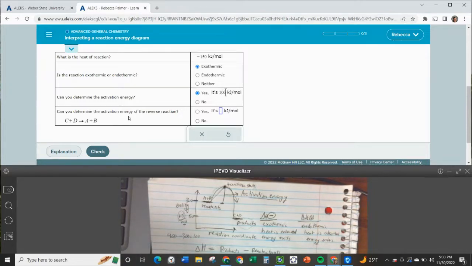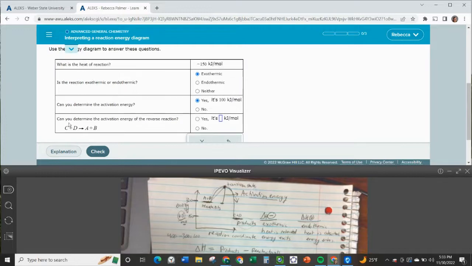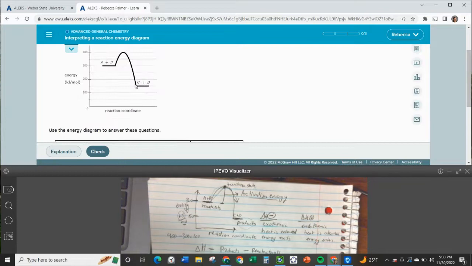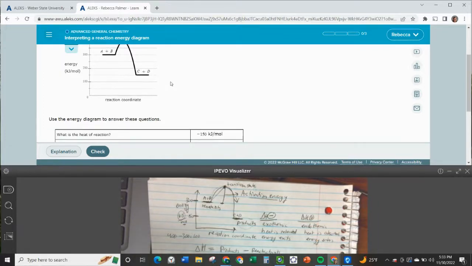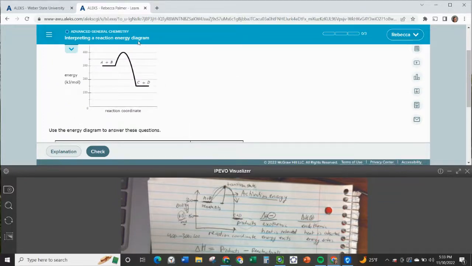Can we determine the activation energy of the reverse reaction? So the reverse reaction is where we switch the order of the graph. So we imagine that we're starting at the bottom and we have to go all the way up to the top before we can go to our products. So now our reactants are our products. So we'd have our products, 300 minus 150 would give us a positive 150. So this heat of reaction, going in the reverse reaction, would be endothermic.